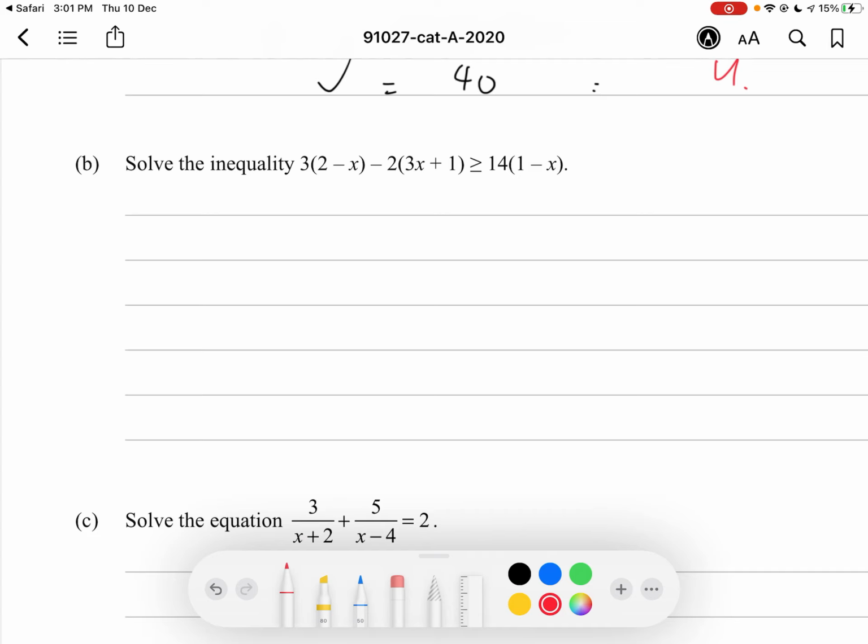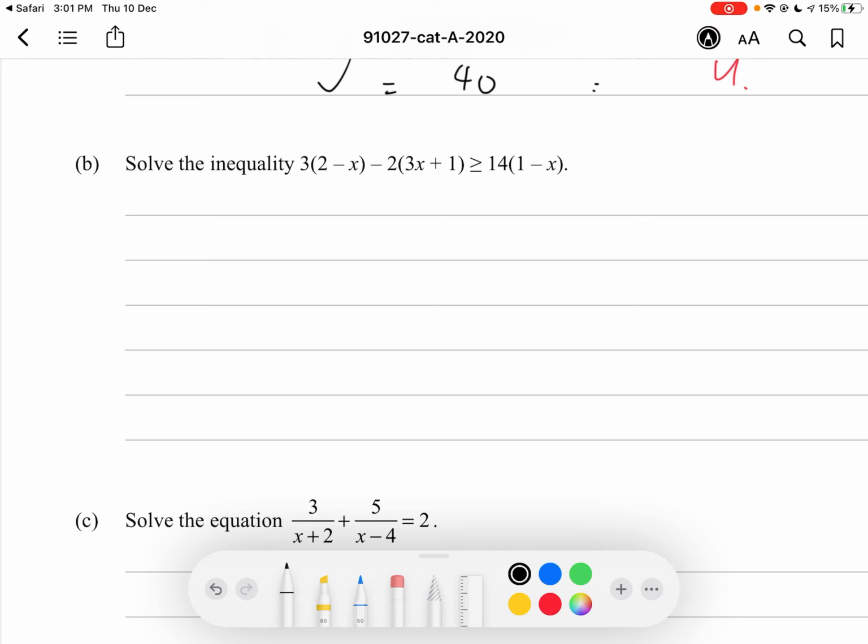Solve the inequality 3 times (2 minus x) minus 2 times (3x plus 1) is greater than or equal to 14 times (1 minus x). For this question, we want to expand the brackets out, and then we want to separate like terms, so we have the constants on one side and x on the other side.